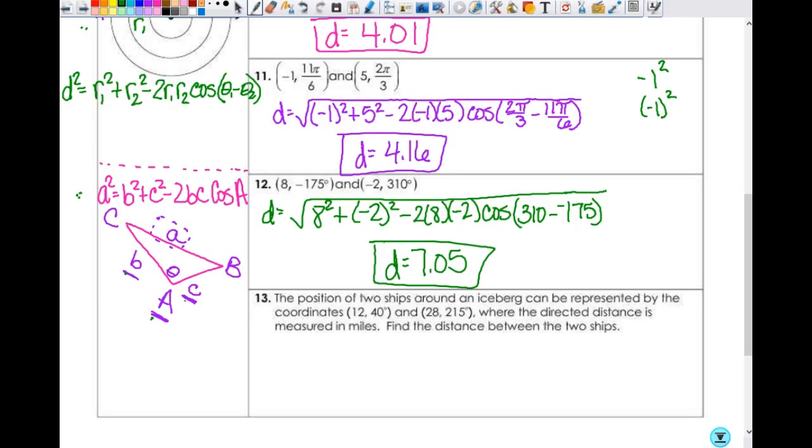Remember, don't just write this down. Type it in. Let me know if you're having issues. Pearl, did you get it that time? Yeah, okay, good. All right, once you agree with me on 12, go ahead and do 13, 100% on your own. On 13, somebody asked me about units. You do need units because it is an application problem.